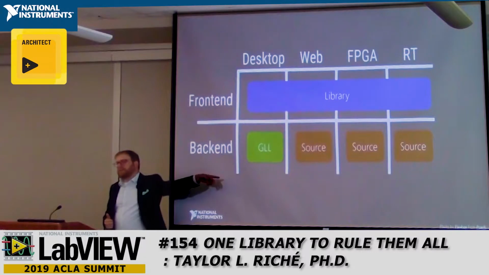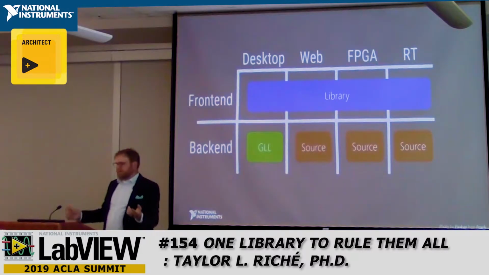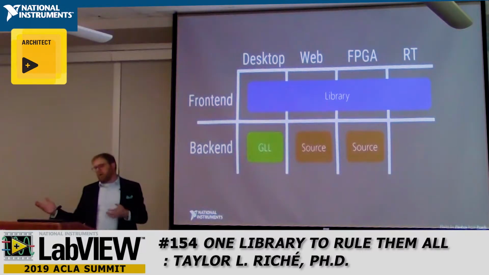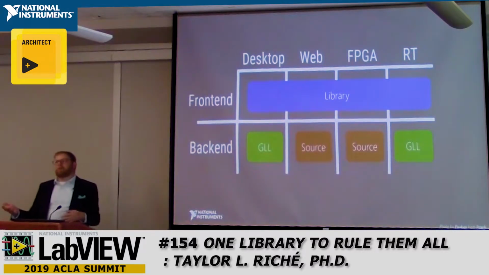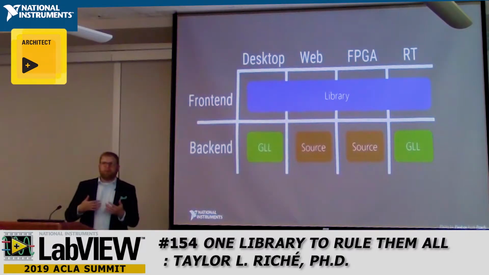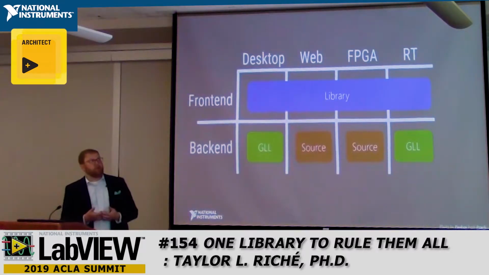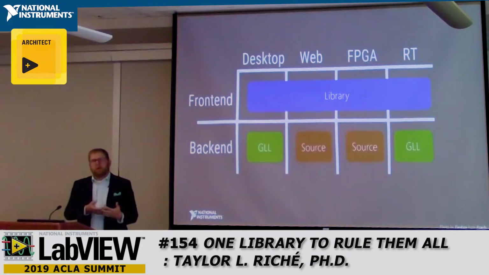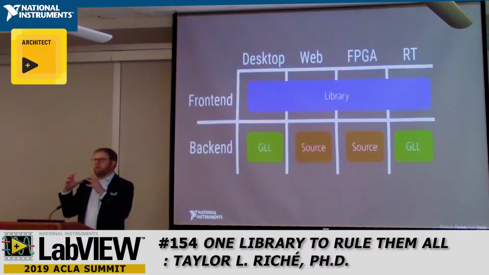So for example, on the desktop we build GLLs, on the other targets we build source. It is on the backlog that we eventually want to allow GLLs on real-time, so you could have separate binaries on real-time. That would allow you to do patching, plugins, things of that nature on the real-time targets. But for right now, real-time is source only, you end up with one real-time exe.